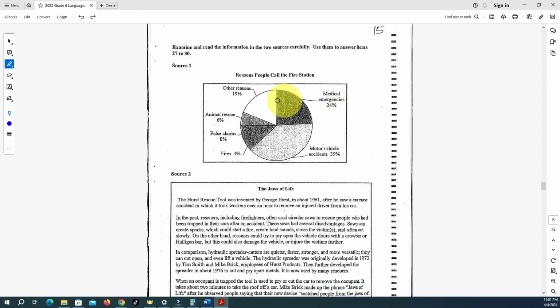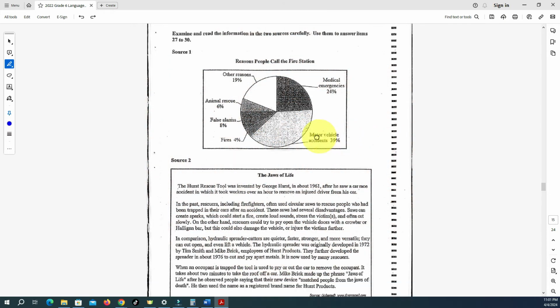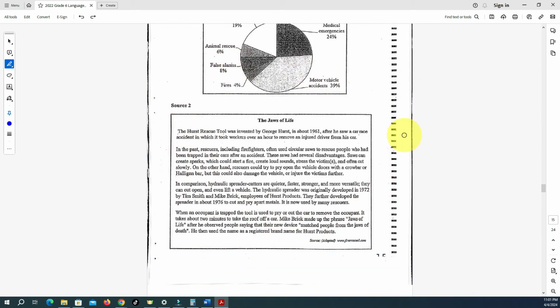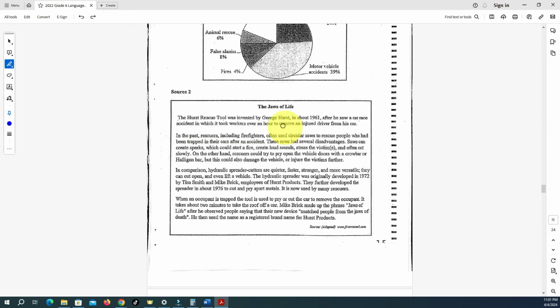So we have source 1 here, and it's showing reasons people call the fire station. So we have medical emergency, other reasons, animal rescue, false claims, fires, motor vehicle, and accidents. An accident seems to be the biggest chunk, followed by medical, then other reasons, and then the others are here. The percentages are showing. Let's look at source 2. It says the Jaws of Life.